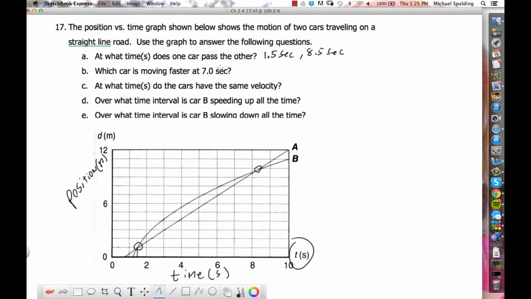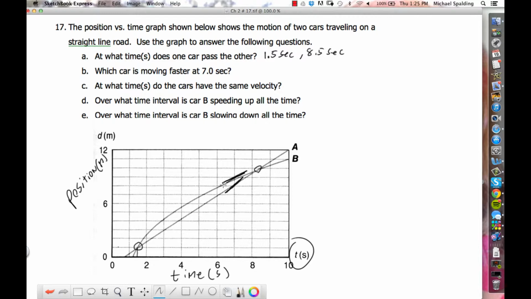Okay, which car is moving faster at 7 seconds? So 7 seconds is right here. Now how do we figure out which car is moving faster? The slope. So what's the slope of each car? At 7 seconds, the slope of car A is like that. What's the slope of car B at that point? It's a little bit what?